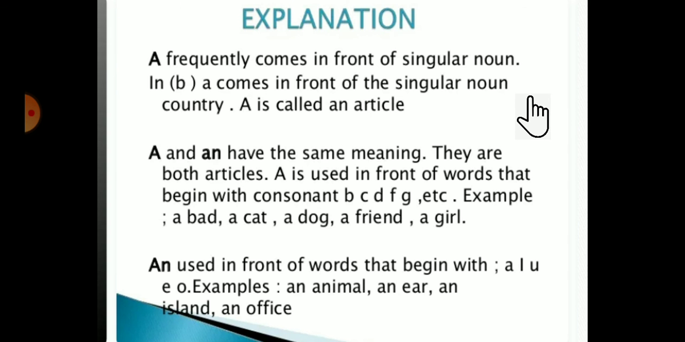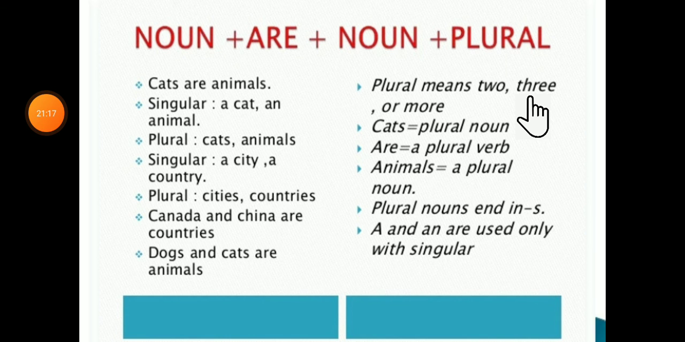All right, let's begin with another slide. So here we have noun plus are plus noun, plural. In the previous slide we learned the formula noun plus is plus noun. Here we are going to learn noun plus are plus noun in the form of plural. The previous two slides were in the form of singular. So let's begin. Cats are animals. Singular is a cat, an animal. But here what is plural? Cats is plural, animals is plural, because s is added behind, which means more than one.